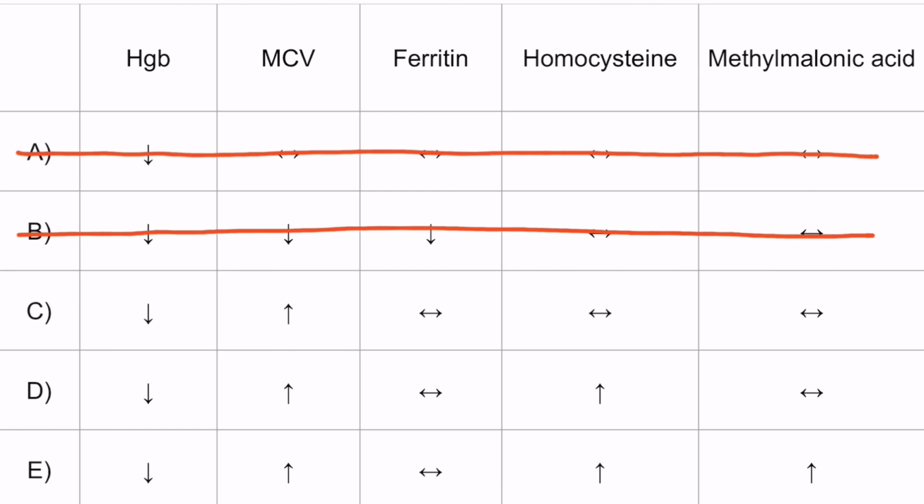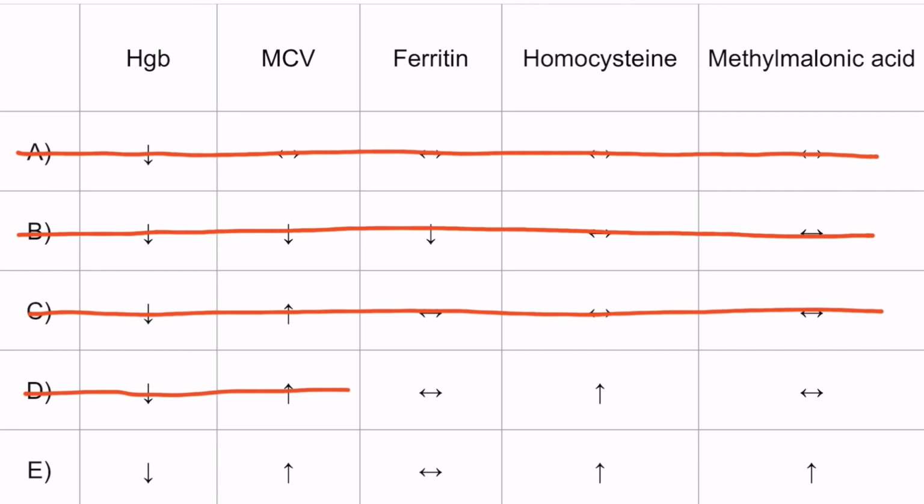Option C presents a case of macrocytic anemia, but with normal levels of homocysteine and methylmalonic acid. This laboratory pattern of macrocytic but not megaloblastic anemia can be seen in patients, for example, with alcohol use or liver disease, and this is not the case in our patient. Option D presents a case of macrocytic anemia with elevated levels of homocysteine but not methylmalonic acid. This is a case of megaloblastic anemia due to folate deficiency.